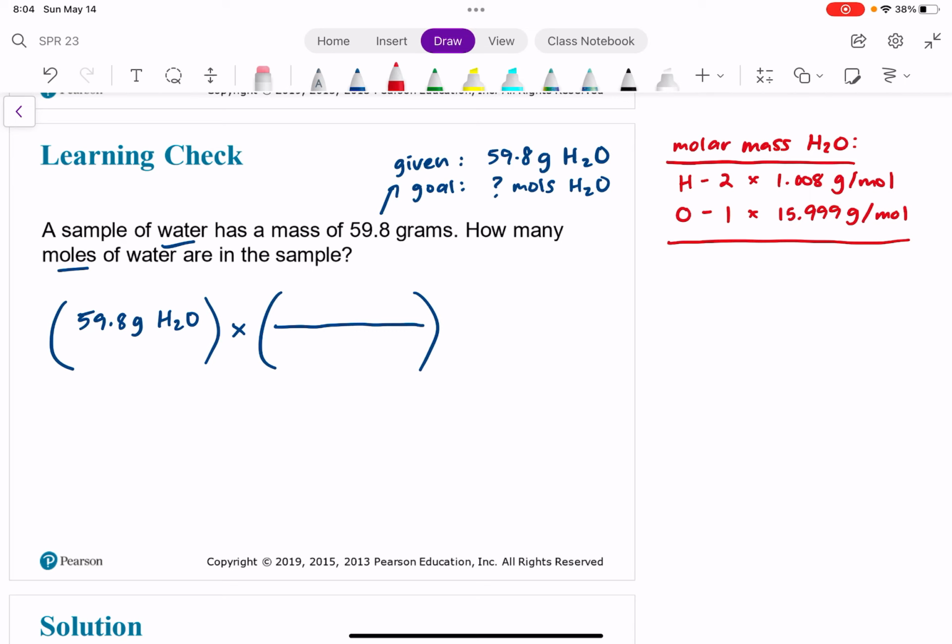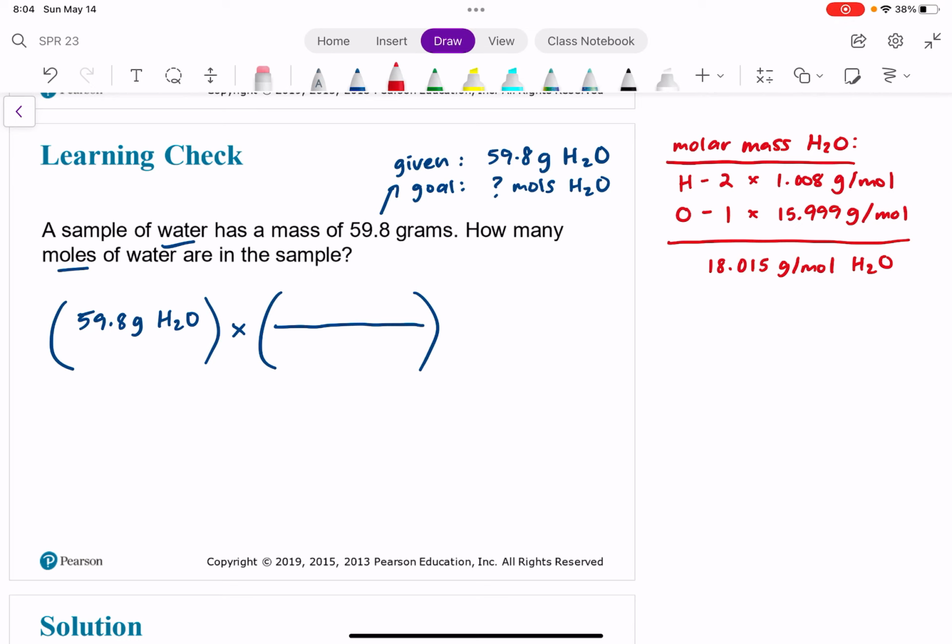So I'm just going to do this in one step now. You'll get pretty used to doing these calculations. So 2 times 1.008 equals 2.016, and I'm going to add that to 15.999. And I'm going to get 18.015 grams per mole of H2O. Yeah. Okay, so that's my molar mass.